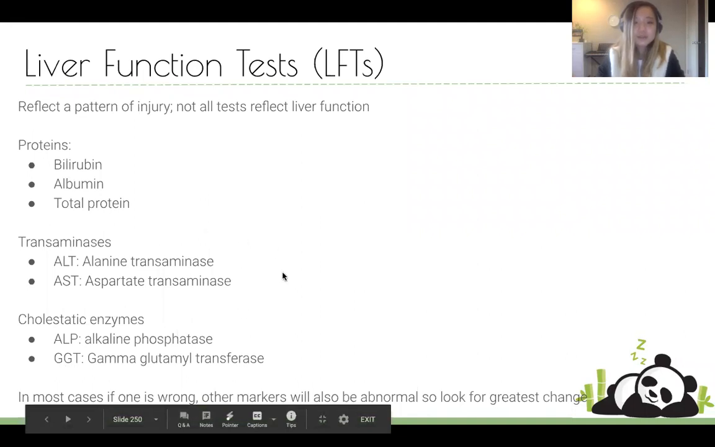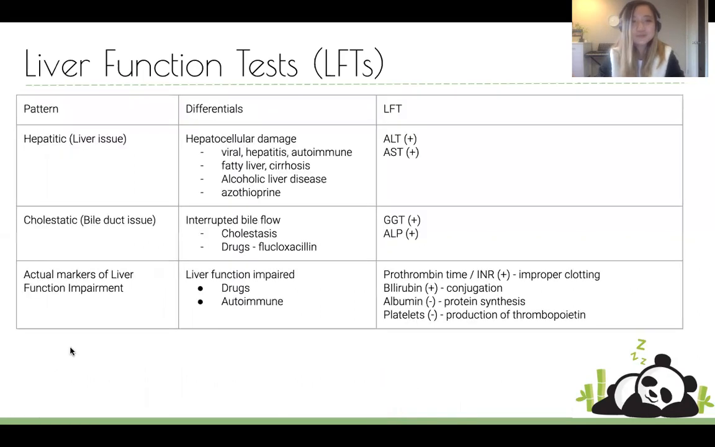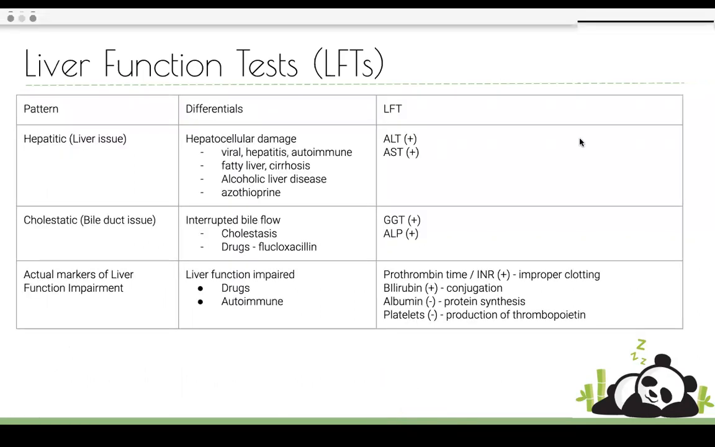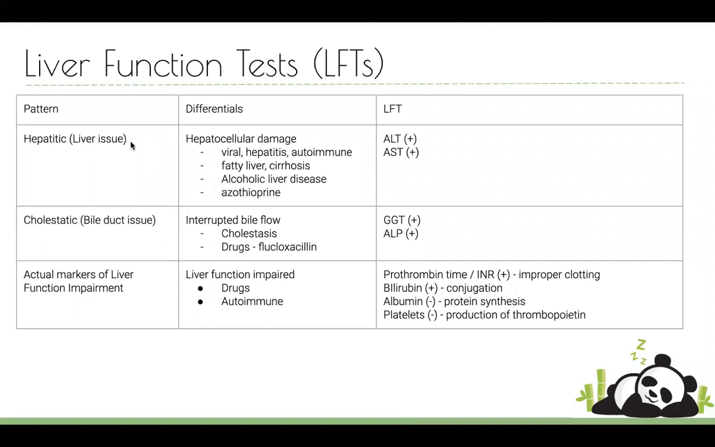But one thing to remember is if something's wrong with these two, something will be wrong with those two as well. So you're looking for the biggest increase. If all four are increased, you'll usually see two that are off the charts. This is kind of a summary. If it's a liver issue, hepatocellular damage, ALT, AST. If it's cholestatic or a bile duct issue, then it's GGT, ALP. But if you want to actually look at your liver function, your LFTs don't actually measure your liver function, they're measuring hepatocellular damage and interrupted bile flow.